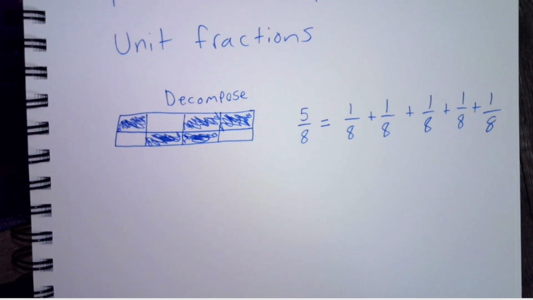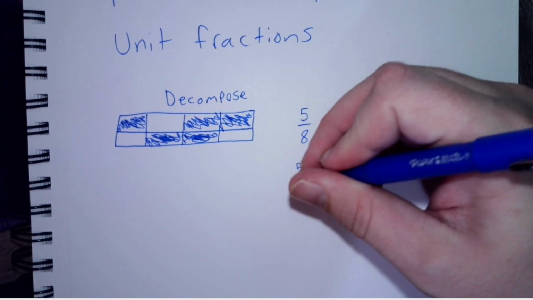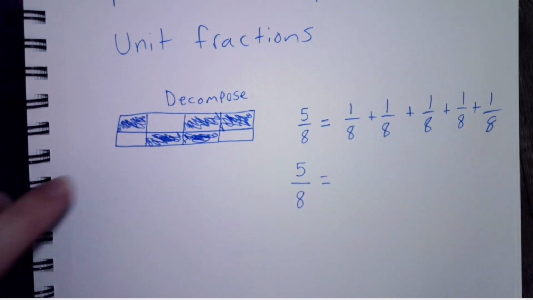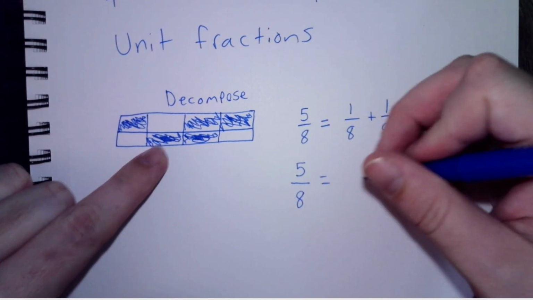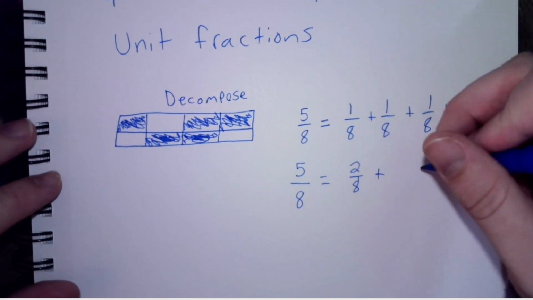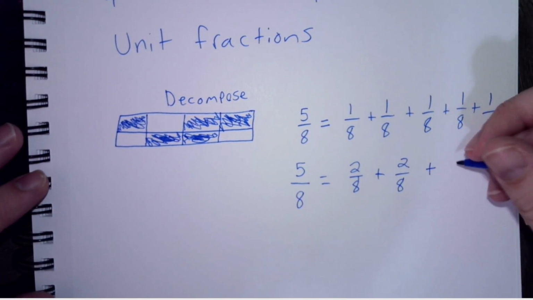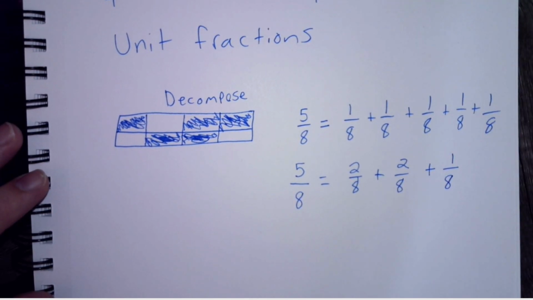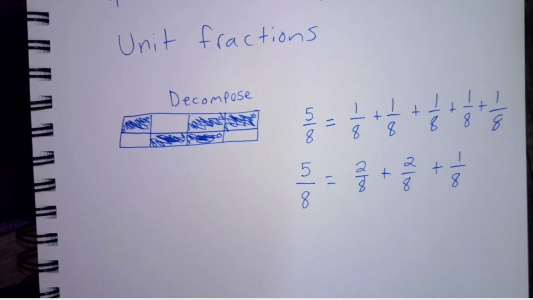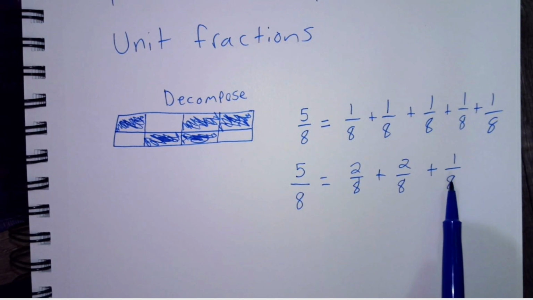Okay, so we could do that. We could also mix and match. We could also write this equation. Okay, we could also say, all right, well, I see 1, 2 together, so there's 2/8 plus another 2/8 and then there's just the 1 by itself. Okay, that is still true. We could still say that, because 2/8 plus 2/8 is 4/8 plus 1/8 is 5/8.